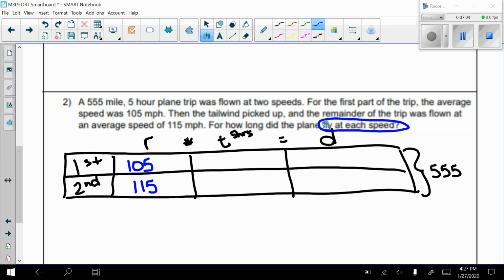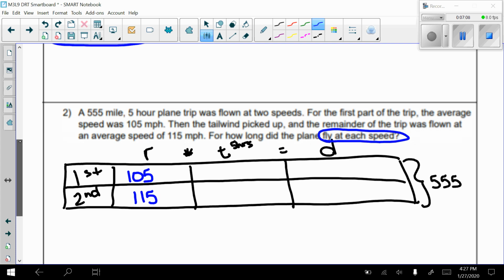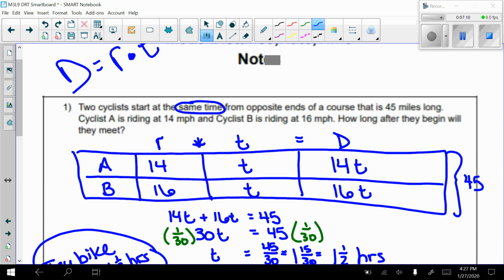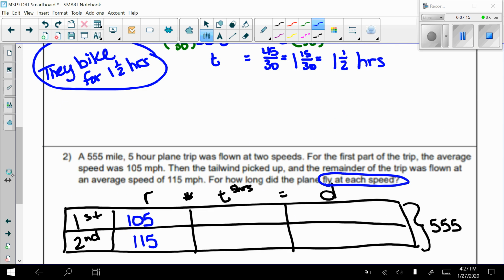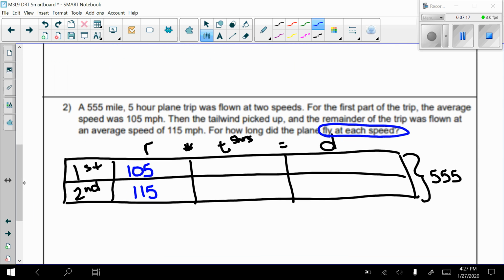At each speed. So I'm thinking that this wording is a little different than the previous problem. The previous problem says they biked at the same time, so the time that they biked was identical. But this one says at each speed. So I'm thinking the first leg of the journey was not the same amount of time as the second leg of the journey. So one of them is t, some number of hours. The second is the total time minus what the first one was.